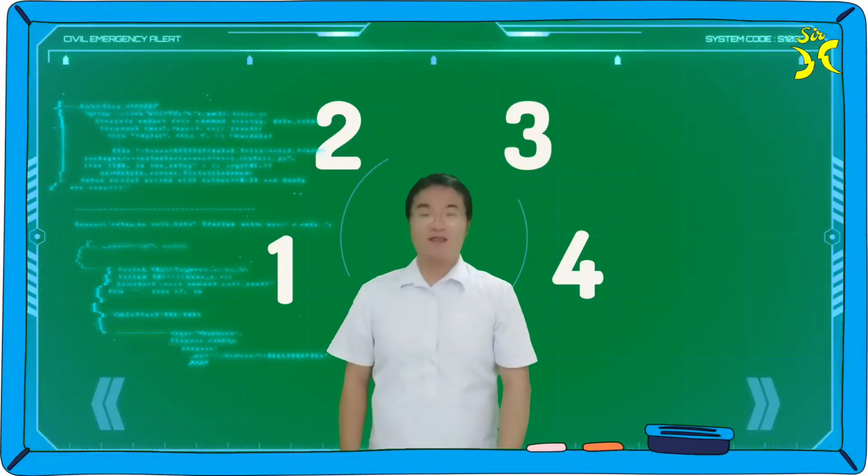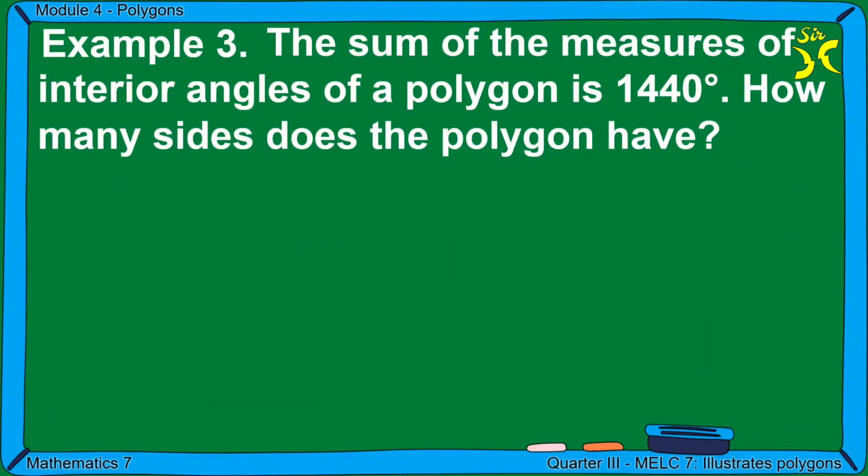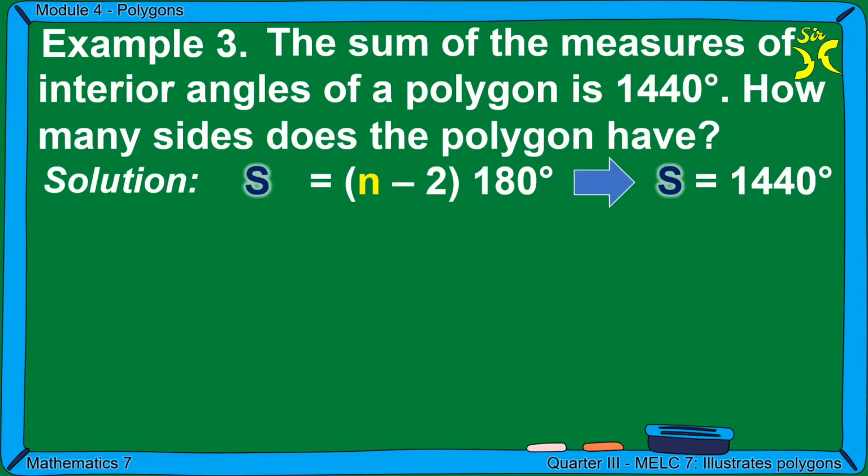Now let's have example number 3. The sum of the measures of the interior angles of a polygon is 1440 degrees. How many sides does the polygon have? For the solution, we'll still be using the formula S is equal to the quantity n minus 2 multiplied by 180 degrees, where the given sum is equal to 1440 degrees. Let's substitute.